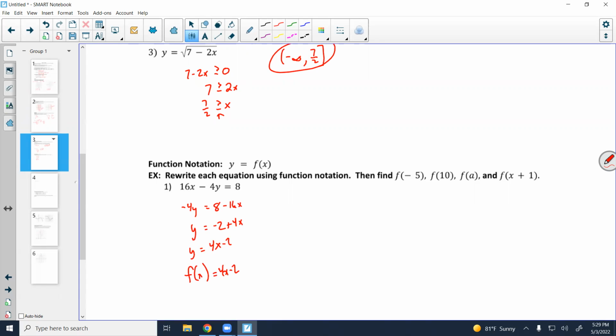So now what we're talking about, this notation means for x, plug in negative 5, 10, a, x plus 1. So if my original function is f of x equals 4x minus 2, then f of negative 5 is equal to 4 times negative 5 minus 2, negative 20 minus 2, negative 22. F of 10 would be 4 times 10 minus 2, 40 minus 2, which is 38.